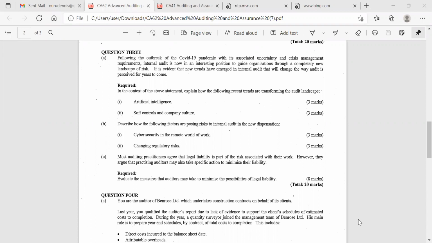Instead of looking at, like now, how will the trend change the audit landscape? The physical audit approach, where you used to look for the documents, is now changing. We are now using the logs.